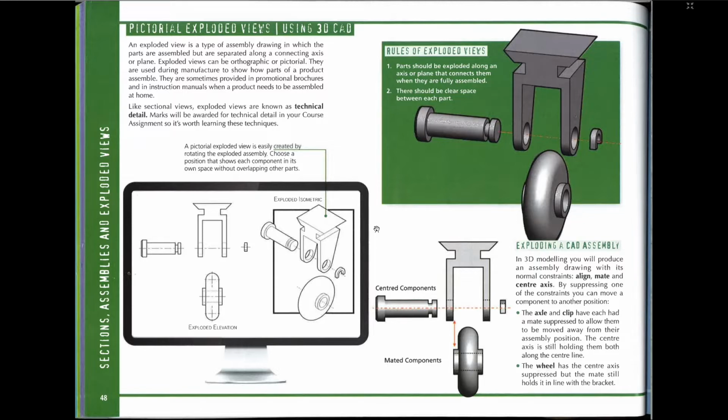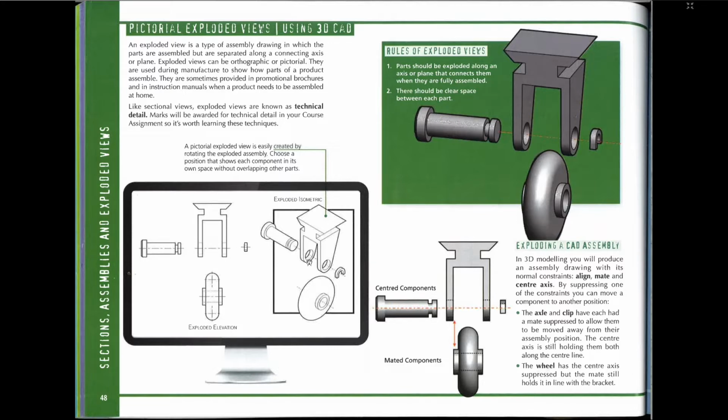So an exploded view is a type of assembly drawing. Essentially what it does is it shows how all the parts would fit together, but it shows them in a disassembled view. These can either be orthographic or pictorial, so usually isometric, and this is shown in the image down here. So you can see an exploded elevation where you can see all the different parts and how they might fit together. They're all aligned in terms of where they would be placed together.